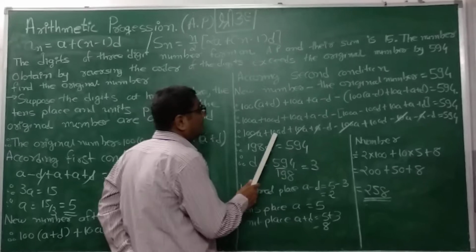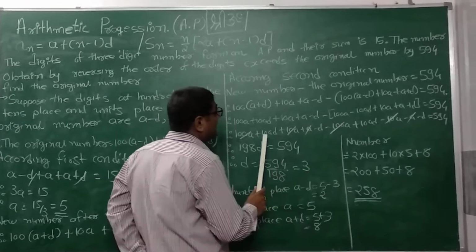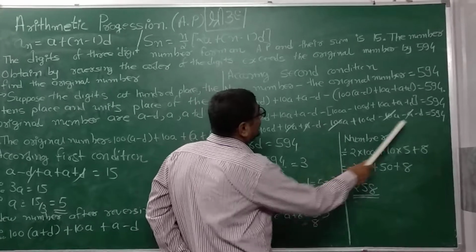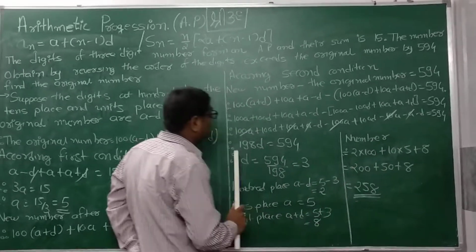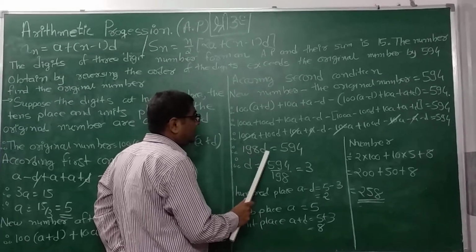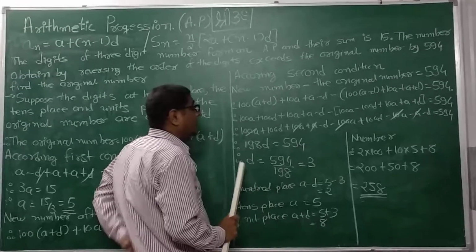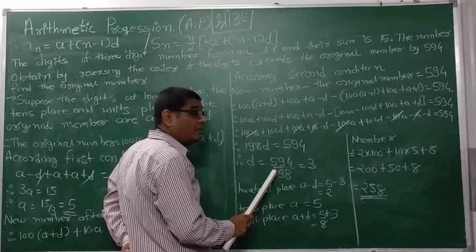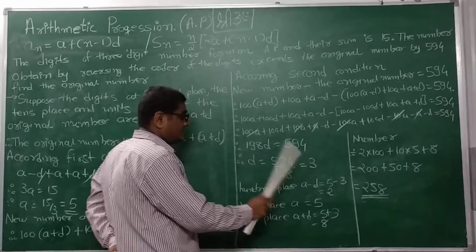So here 100d plus 100d is 200d, minus d, that is 2d, so 200d minus 2d is equal to 198d, which is equal to 594. So according to the linear equation, d is equal to 594 divided by 198, which is equal to 3.